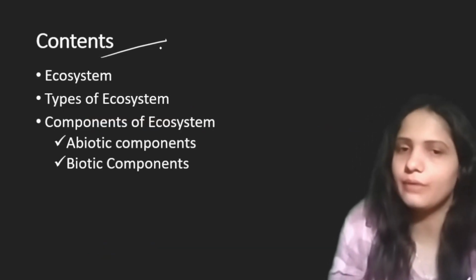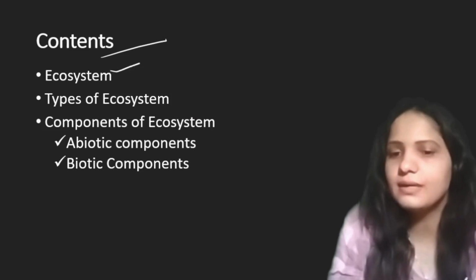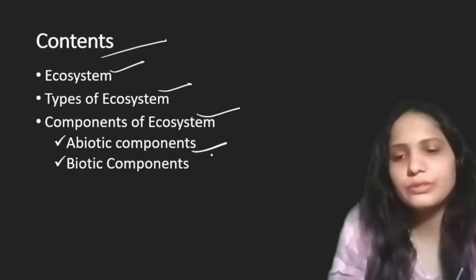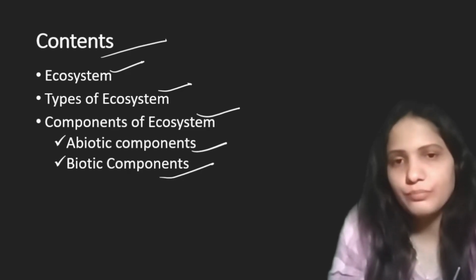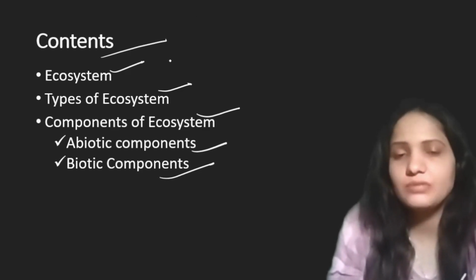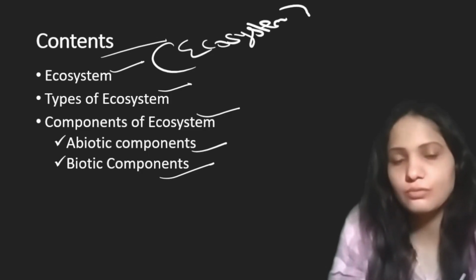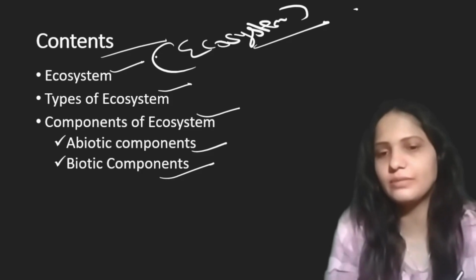What we are going to cover in this video is we will discuss ecosystem, types of ecosystem, components of ecosystem, abiotic components, biotic components. All these topics we are going to discuss. So overall we are going to discuss in this chapter ecosystem, which is a very important topic for your examination.